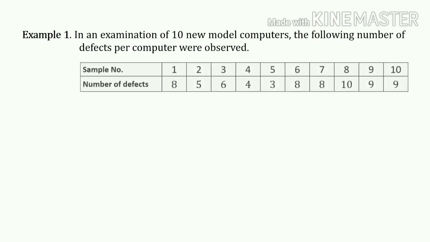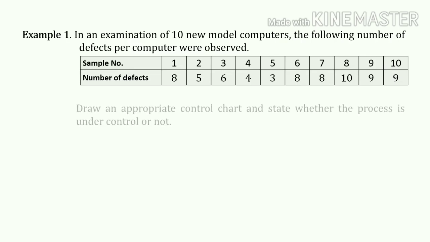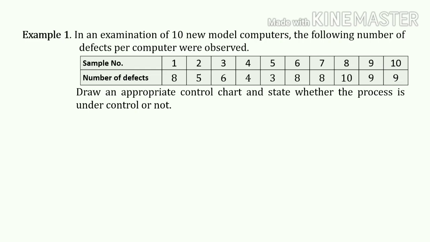Example 1. In an examination of 10 new model computers, the following number of defects per computer were observed. We are given a table which contains the sample number and the corresponding number of defects. That is, for the first sample there are 8 defects, in the second sample there are 5 defects, and so on up to the 10th sample, which has 9 defects. Draw an appropriate control chart and state whether the process is under control or not. Solution. We are given n is equal to 1, k is equal to 10.